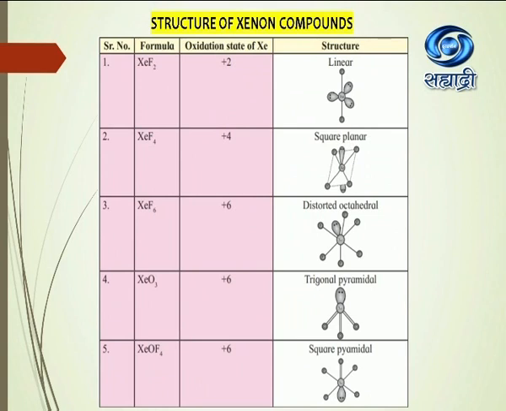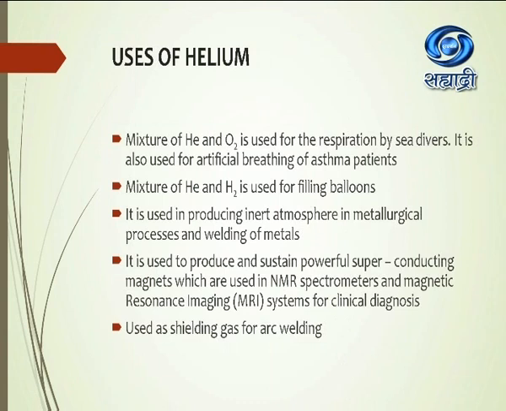So these are the structures of some of the xenon compounds. Xenon difluoride is linear. Xenon tetrafluoride is square planar. Xenon hexafluoride is distorted octahedral. Then xenon trioxide is trigonal pyramidal. And xenon oxytetrafluoride is square pyramidal.